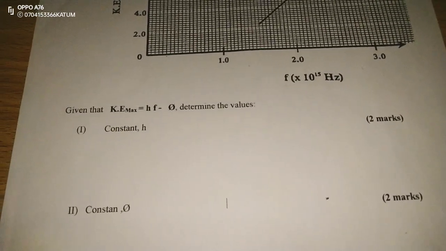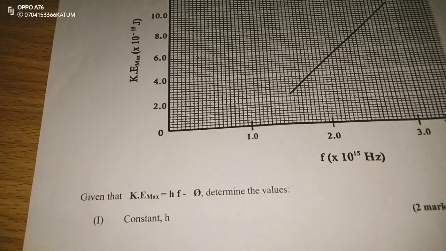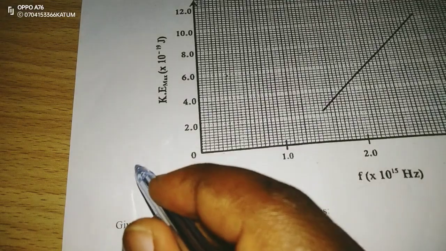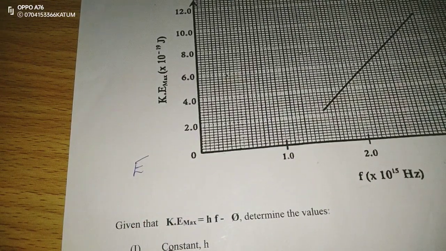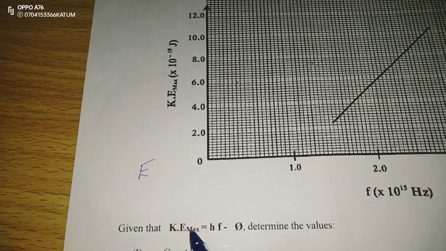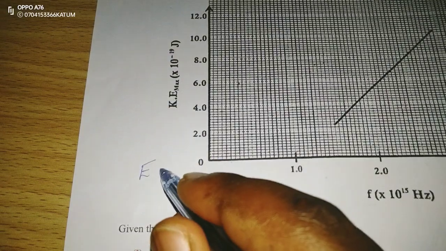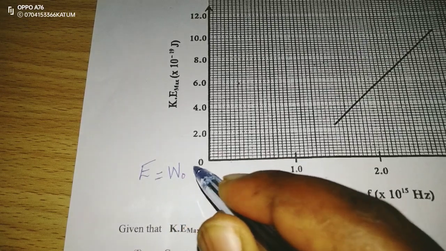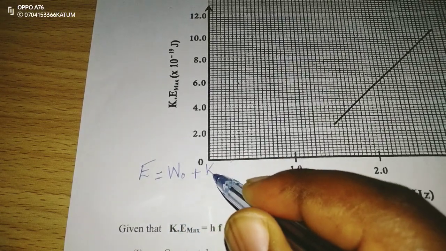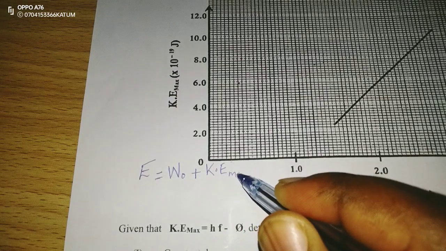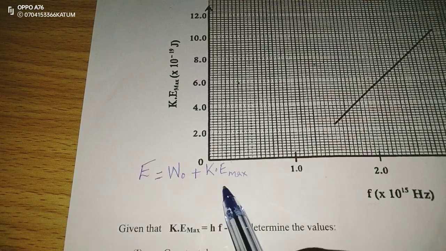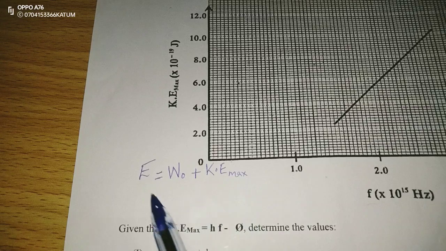For us to determine these two constants, there are a few equations we should understand. That is the equation of photoemission. All the energy in a given radiation as it approaches the metal surface to cause photoemission is usually split into the work function of the metal. Then the other energy becomes what we call kinetic energy, maximum for this case. It becomes maximum kinetic energy for which the electrons will move at. Now this is Einstein's equation of photoemission.